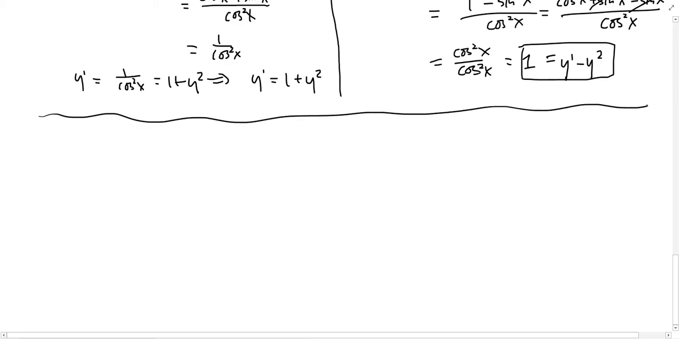So the last thing I want to talk to you about is something that you probably remember learning back in BC Calculus. Direction field.